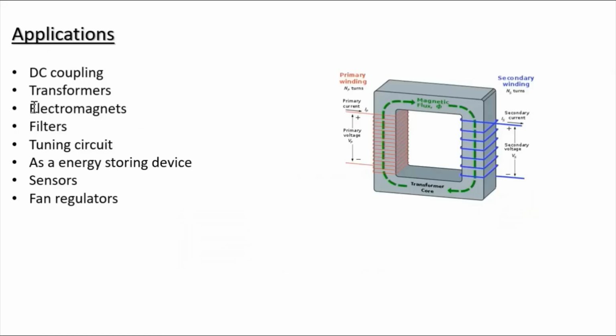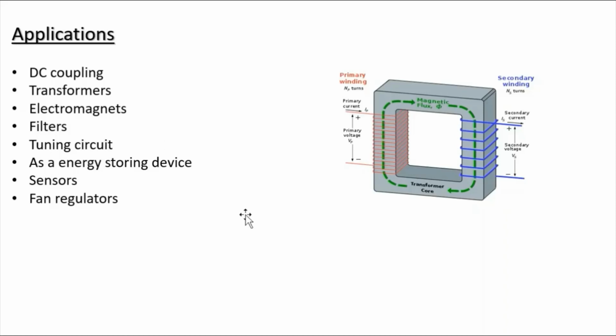General applications of inductors are: they are widely used in DC coupling, in transformers, in electromagnets and in filters. And it is used as an energy storing device like a capacitor. Generally, these two, capacitors and inductors, act as voltage or current sources when the actual voltage source is switched off, because these two dissipate current or voltage exponentially with time, which is already stored by them. Due to this property, they are widely used in different electronic components.